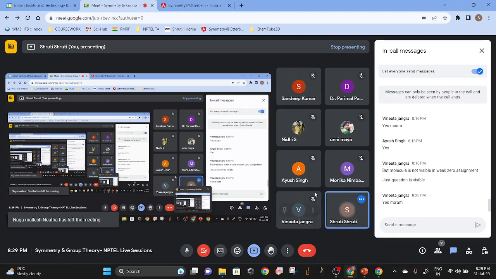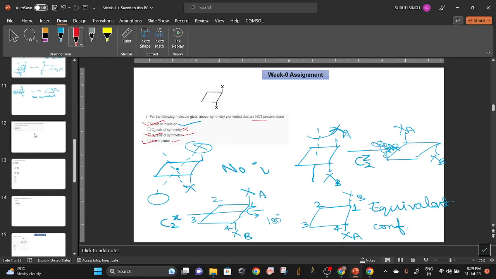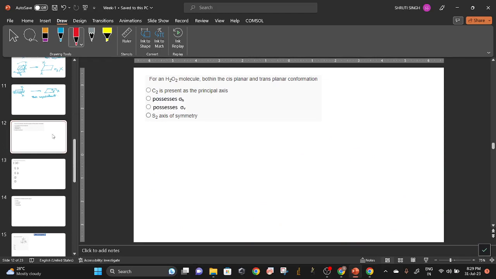Now the second question is, for an H2O2 molecule, both in the cis-planar and the trans-planar conformation, C2 is present as the principal axis, it possesses sigma h, and it possesses sigma v as two axes of symmetry.